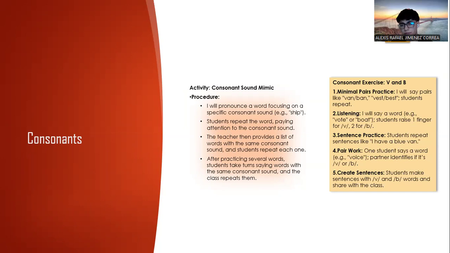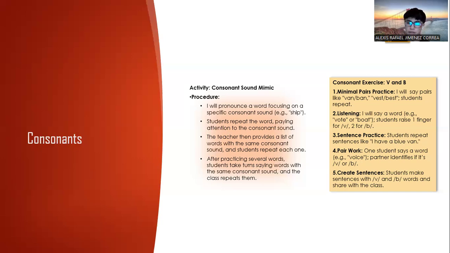them. And for the next activity, we have a consonant exercise for the consonants V and B. The first step is a minimal pairs practice. I will say pairs like van and ban, best and vest. Students will repeat. And the next step is the listening. I will say the word, for example, boat and vote, and tell them the difference between these two consonants.